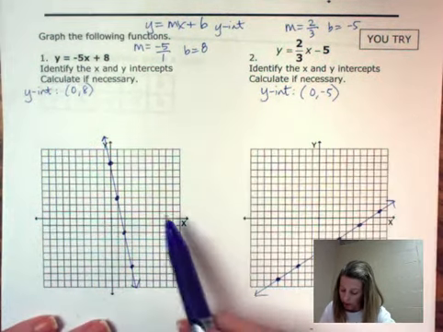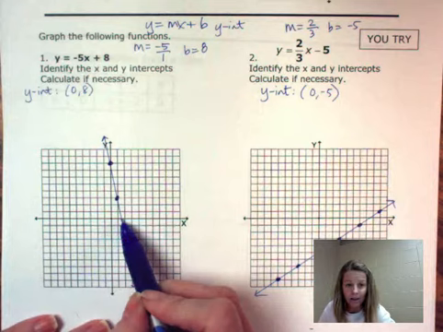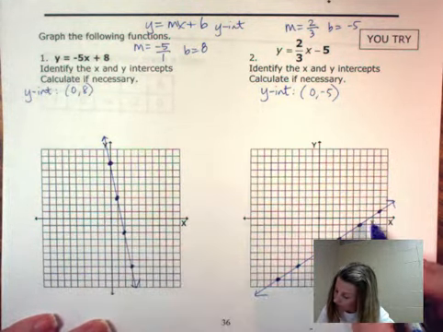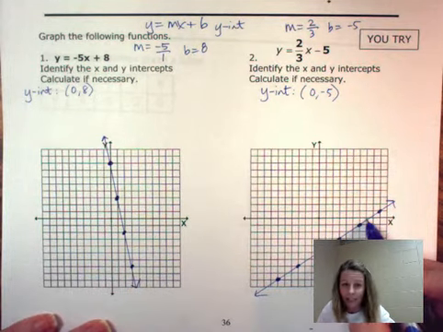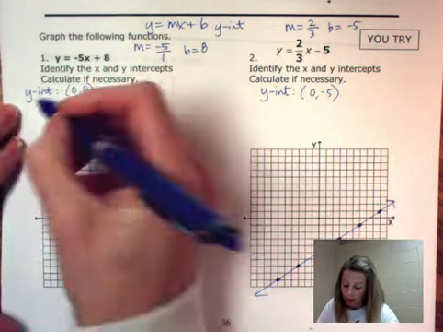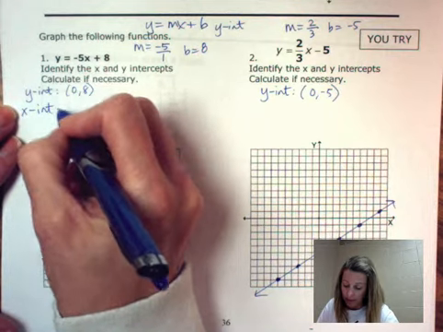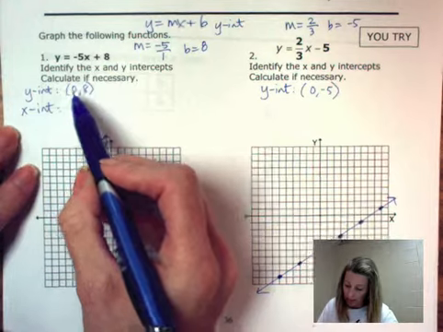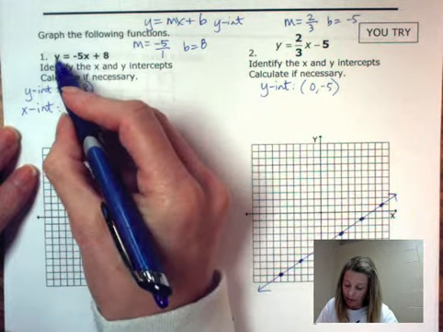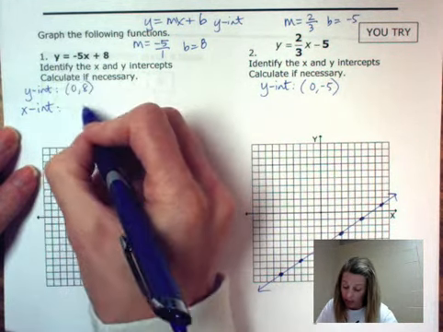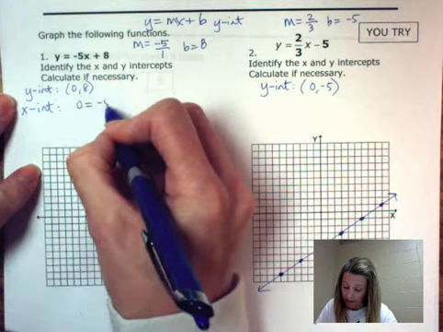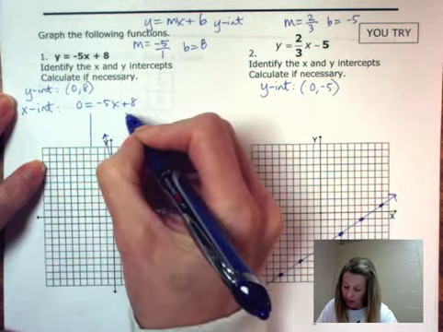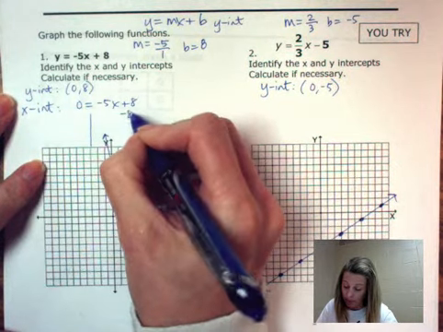Now, when you look at the picture, I can't exactly tell where it crosses the x. It looks like it's in between 1 and 2. This one looks like it's in between maybe 7 and 8. So remember, when you calculate the x-intercept, my 0 needs to be where the y is located. So I'm going to plug a 0 in for y and solve it. So I'm going to have 0 equals negative 5x plus 8. And then I'm going to solve for x. So I need to take away 8 from both sides.